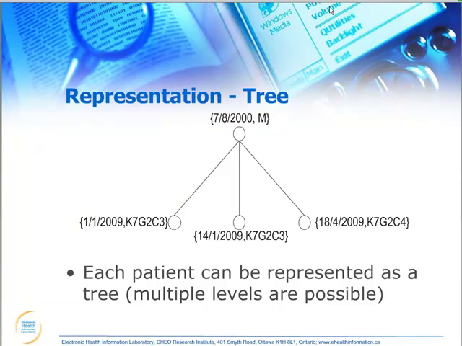In this case, the claim will also have one up to a maximum of, say, 5 or 20 diagnosis codes, and there may be payment information related to the claim, and so on.